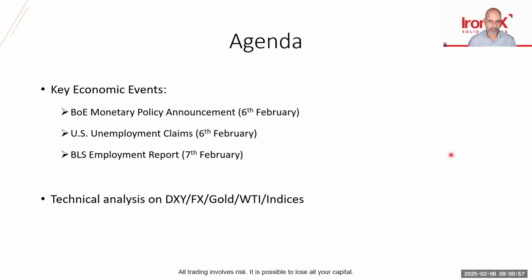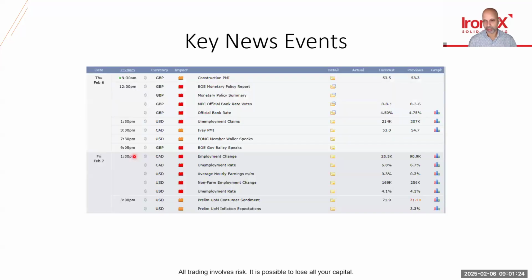Before we dive into the charts on TradingView, we're going to take a look at what's remaining on the economic calendar for the rest of this week. There's quite a few important things going on. We have the Bank of England releasing its monetary policy statement later today, that's on 6th of February, followed by unemployment claims from the US. And tomorrow, we have the highly anticipated non-farm payrolls and unemployment rate being released by the Bureau of Labor Statistics, which is the BLS, and we're going to see this tomorrow at 1:30 p.m. GMT time.